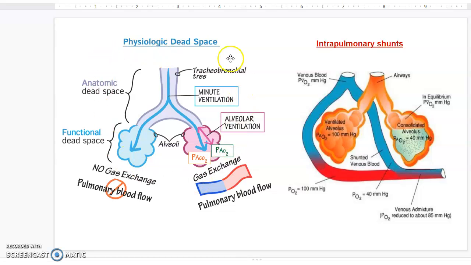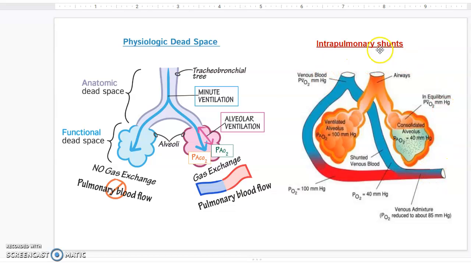Over here is a picture of the physiological dead space. This is digging way back in our memory. The trachea and conducting airways are your anatomical dead space, and then you have your functional dead space, where there's no gas exchange because you have no pulmonary blood flow. That's the dead space I was talking about on the last slide that we're going to try to calculate in some situations. Your minute ventilation is the total air moved in and out, whereas your alveolar ventilation is what's actually being exchanged in the alveoli.